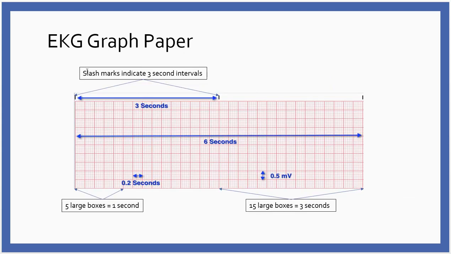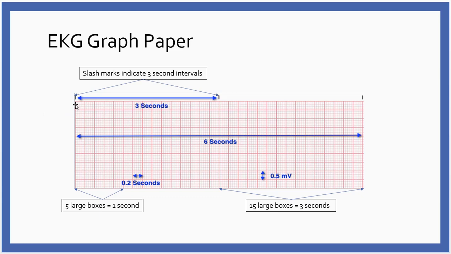When we're looking at a strip in general, in order to make it a little easier for us, we've got our baby boxes, we've got our bigger boxes, and then a lot of times at the top or bottom of the strip, you're going to see these kind of slash marks. The slash marks are going to help us with time. From here to here is 3 seconds, so it'll give us a 3-second interval. How does that work? Let's go back to this.